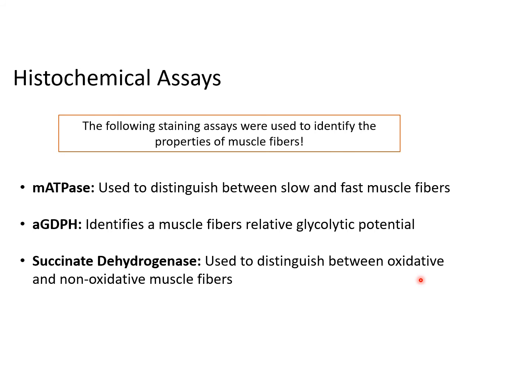non-oxidative. Oxidative would tell you that those muscle fibers rely on aerobic respiration. Non-oxidative muscle fibers are the ones that don't rely on aerobic respiration. And again, the ones that are oxidative are going to be much slower muscle fibers compared to the non-oxidative muscle fibers.